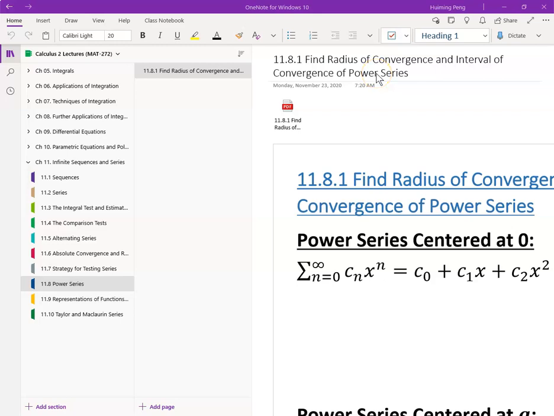In this video, we are going to deal with the power series, in which each term is a power function, and we will focus on determining convergence of a power series.